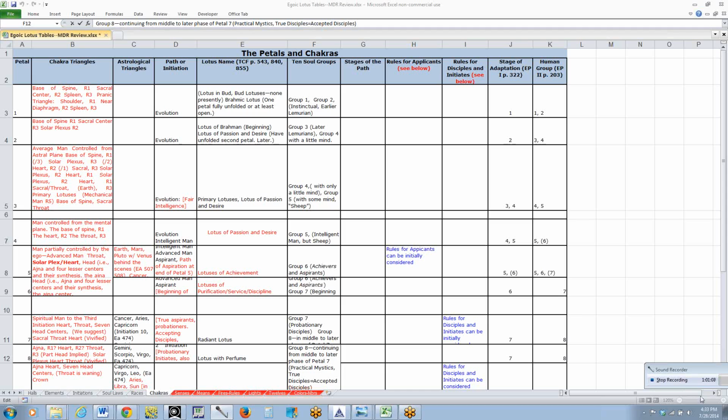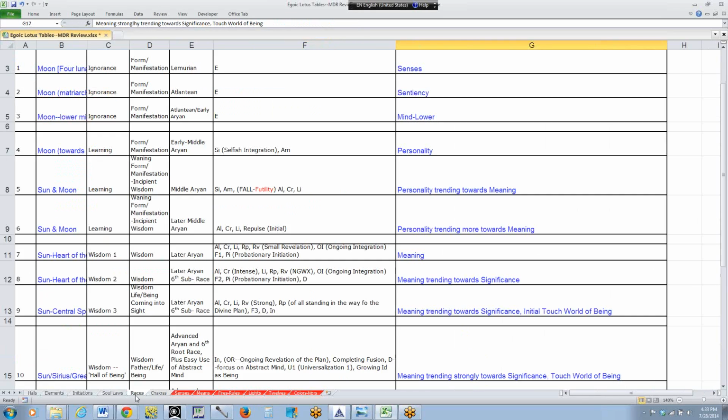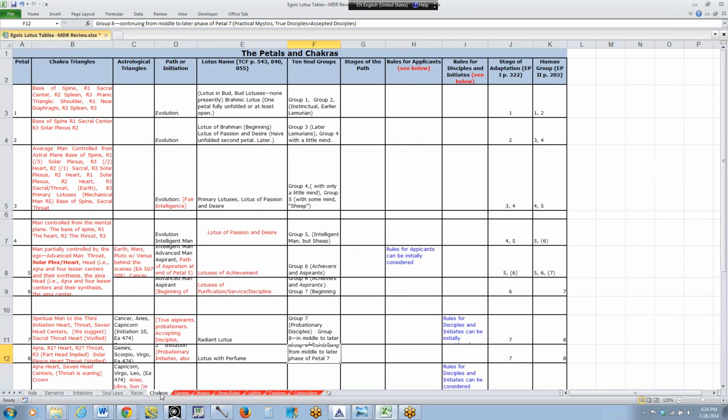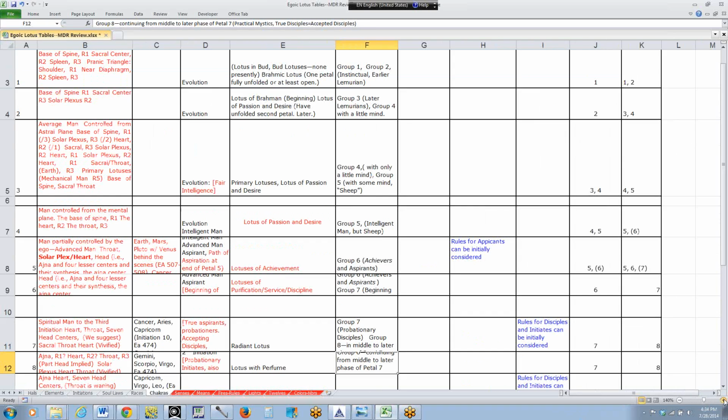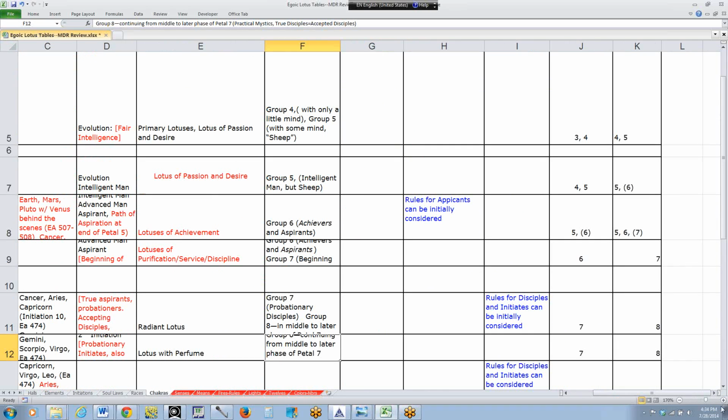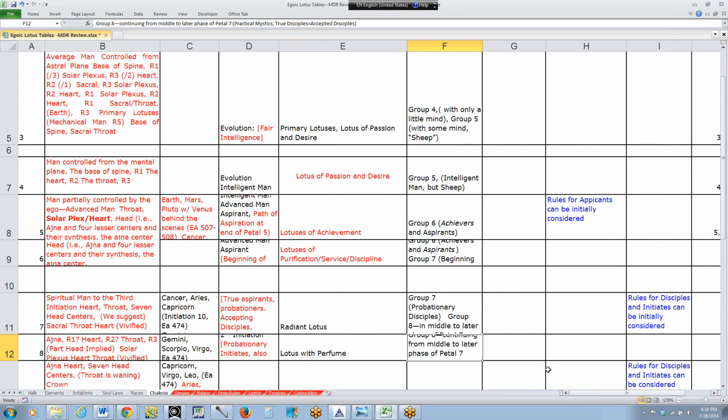bigger. I wonder if that's possible. I'm not sure it is. Chakras, okay. Yeah, if we try to make this a little bigger, we do that. And that will, of course, cut off a lot of the chart, but it will at least make bigger what we have to look at.